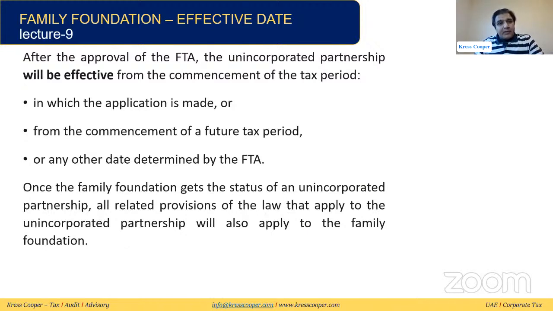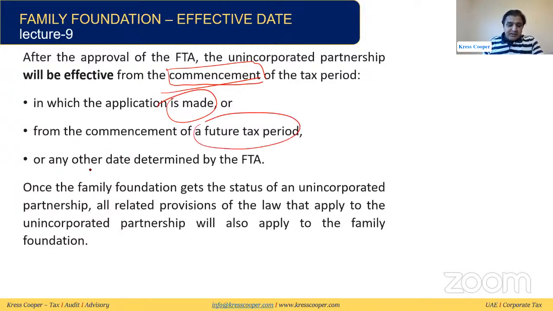Now, as we discussed, trusts or foundations, or we can say family foundations, can apply to the FTA to be treated as an unincorporated partnership. And if it has been approved by the FTA, from which period will it be effective? It will be effective from the commencement of the tax period in which the application is made. This word, commencement, is very important. It can be from the commencement of any future tax period, or any other date determined by the FTA. So basically, they may approve it from the commencement of the tax period in which the application was made, or of any other future tax period, or from any other specific date given by the FTA.